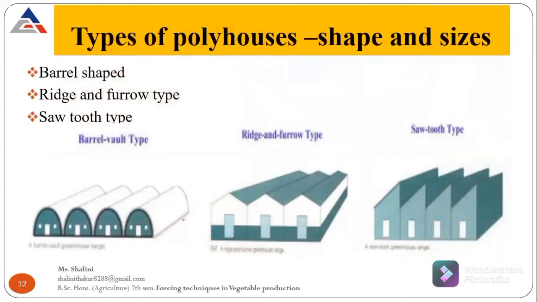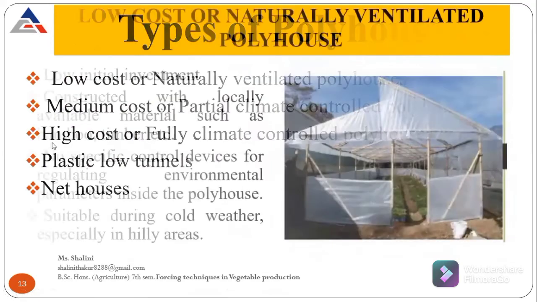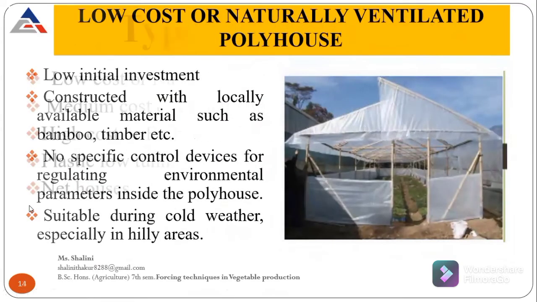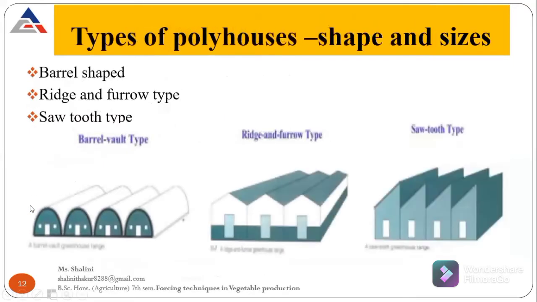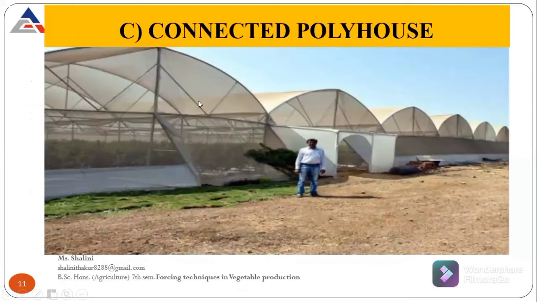Then, types of poly house based on shape and sizes. First is the barrel shaped, second is the ridge furrow shaped, and third is the sawtooth. You are seeing in this diagram what barrel shaped means. Have you seen it in your previous picture? Wait a second. As you are seeing, this is the barrel shaped poly house.